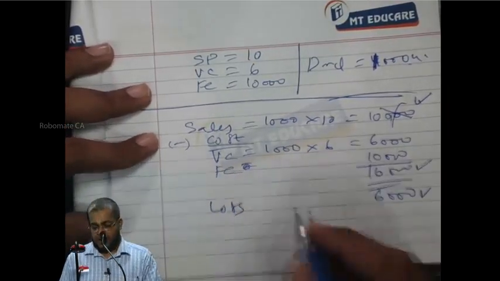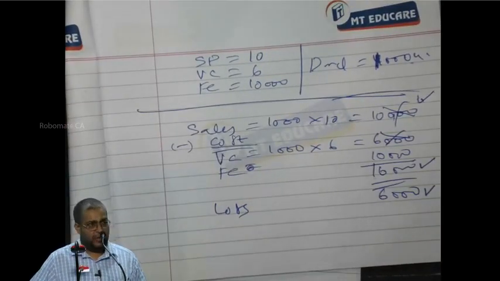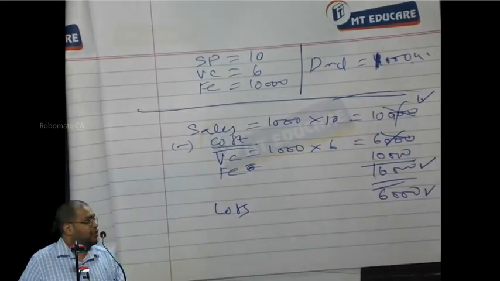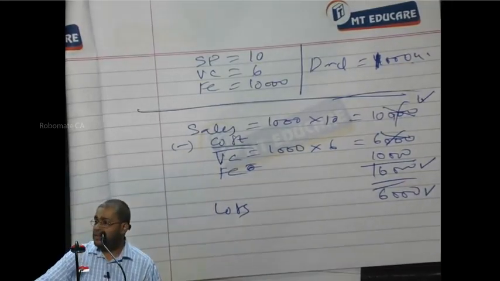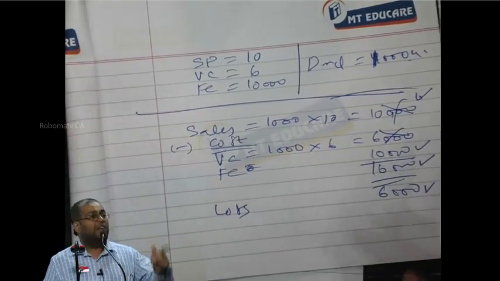10,000 rupees is what? Gone. When I close my factory, the variable cost also is what? Saved. Yes or no? No. But by closing the factory, can I avoid a factory rent of 10,000? No. Whether I open the factory or close the factory, the fixed cost anyhow going to be what? Incurred. It is not affected by volume.